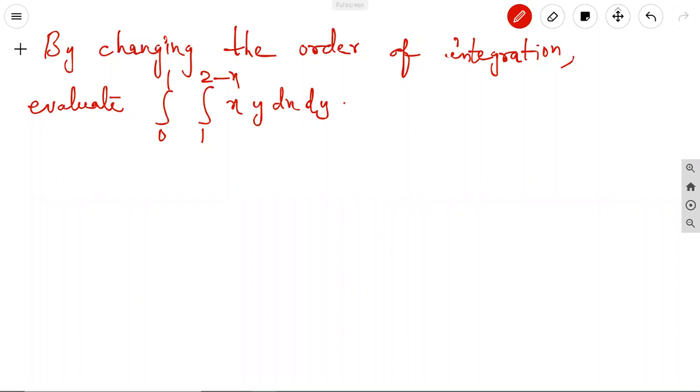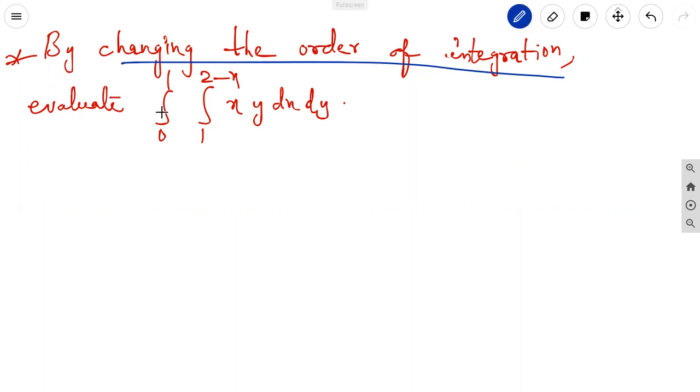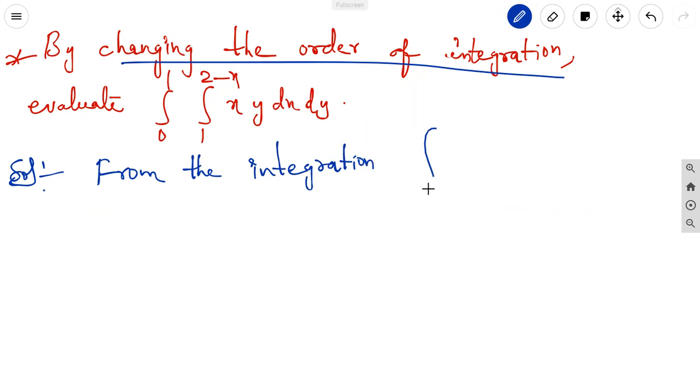Let us discuss a problem on changing the order of the integration. Changing the order of the integration, evaluate the integral from 0 to 1, integral from 1 to 2 minus x, xy dx dy. First of all, from the given integration, what are the limits of the variables? Here, integral 0 to 1, integral 1 to 2 minus x, xy dx dy.